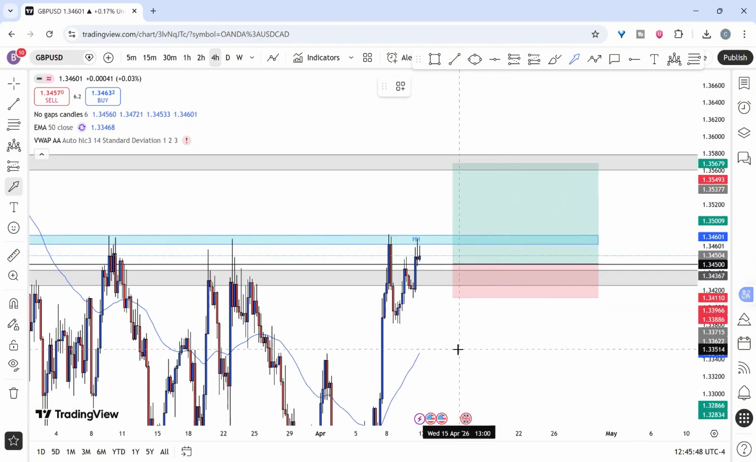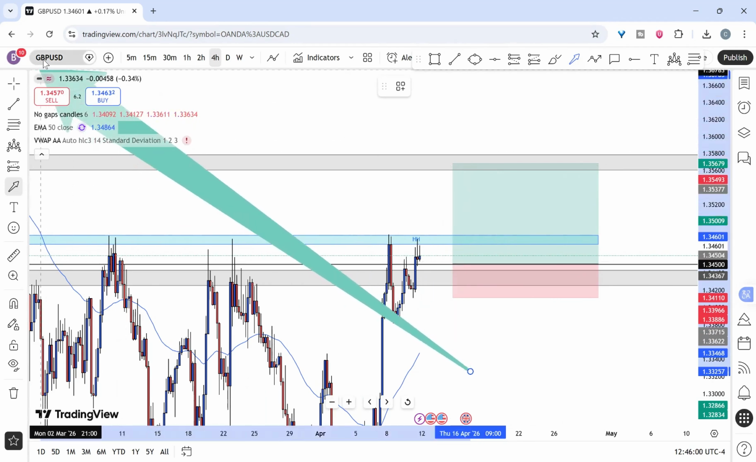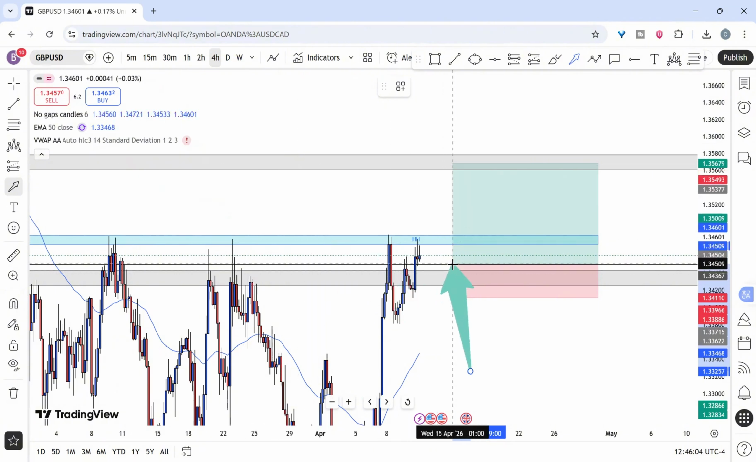So I stay very cautious about this trade, but it does look very attractive to buy actually right now. But I would like to have more confirmation, and I would like to see whether GBP is so strong and USD is so weak that I can literally buy.